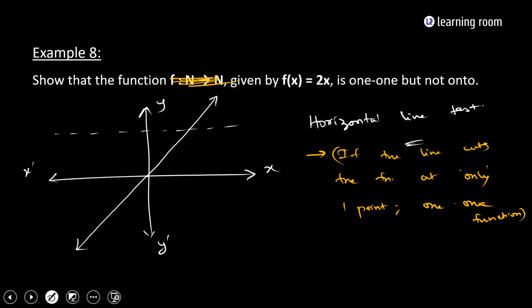First of all, this graph itself is wrong, which I drew. Why? f of x is equal to 2x. I should have drawn a graph like this when f is mapped from R to R.